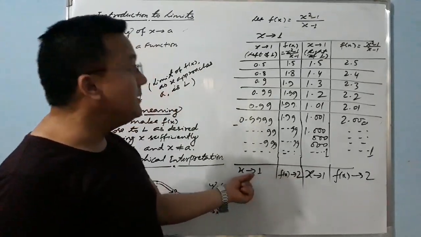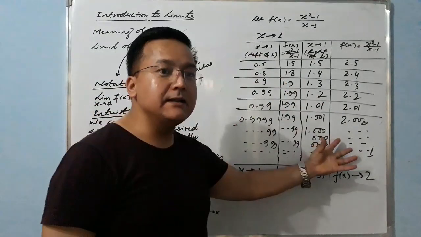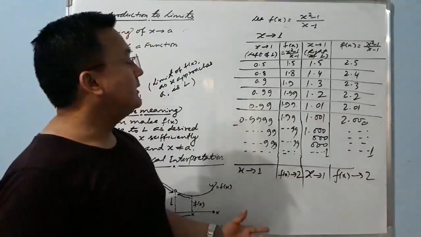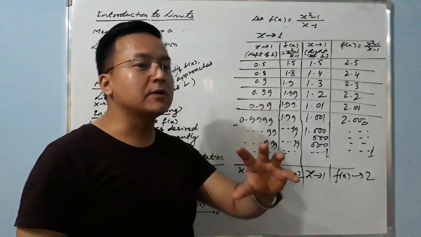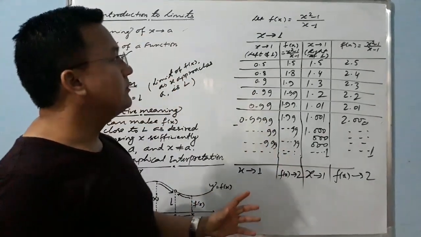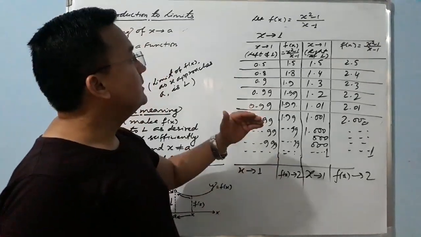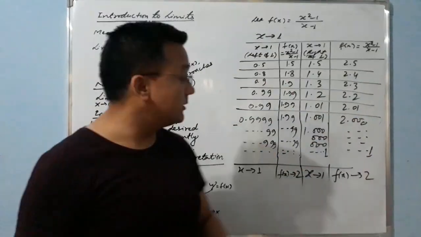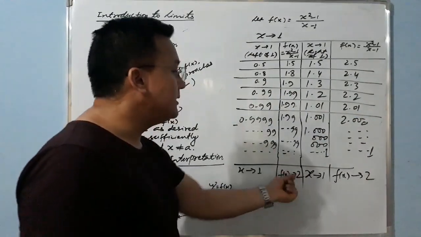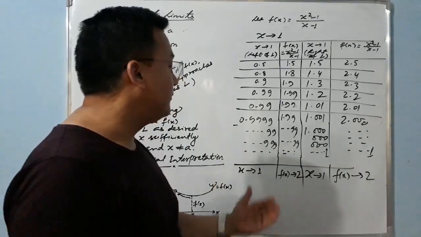x may approach from either the left side or the right side, but you will get one fixed value, one certain number to which f of x approaches. This certain, fixed number is the limit of the function.